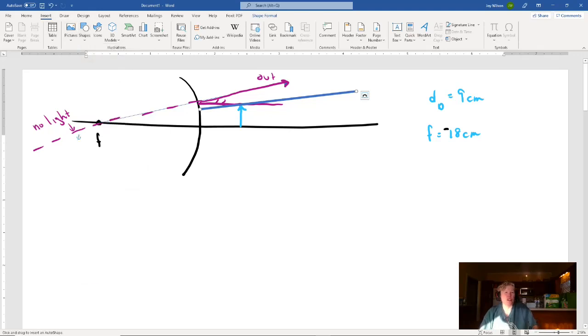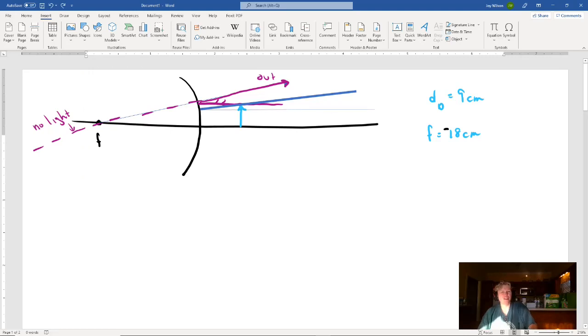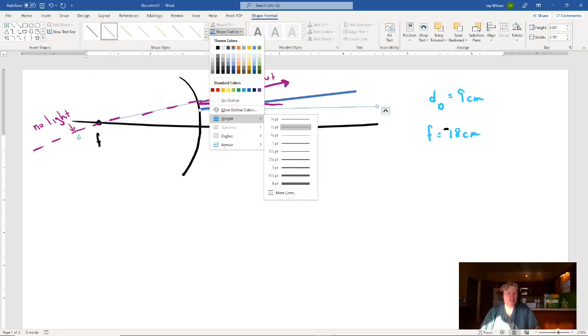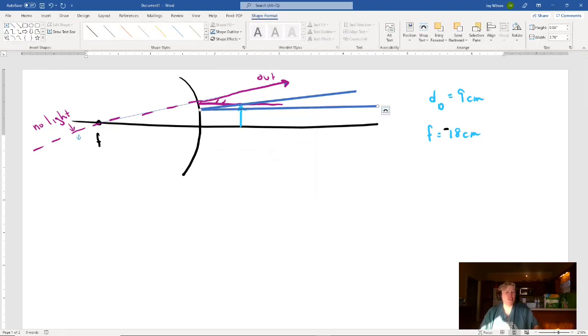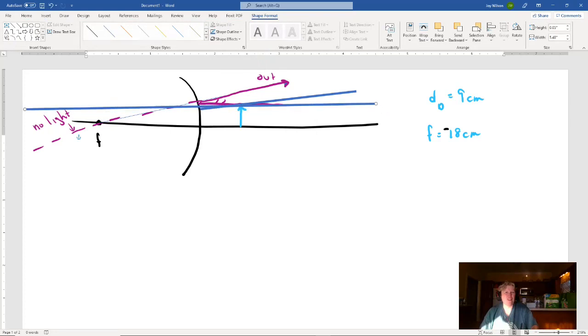It comes out parallel. And that's the ray that we perceive coming back here. Get this lined up a little better.